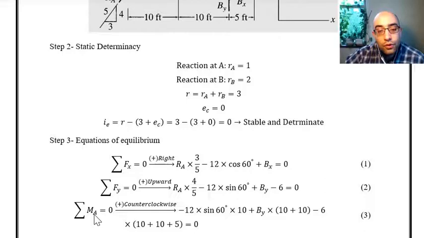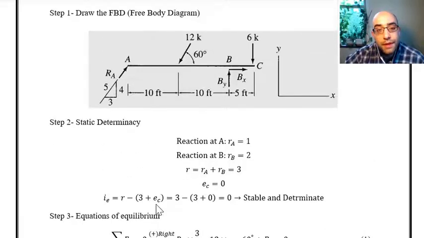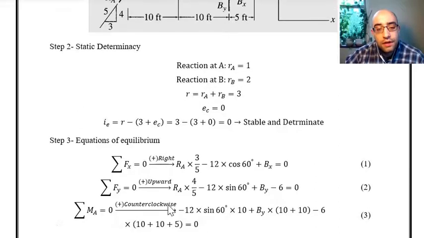As you can see, I'm going to calculate the moments about point A. Summation of moments about point A is equal to 0. And in my solutions, I always assume the positive direction for moment is counterclockwise. As you can see, I'm writing it over here. Summation of moments about A is equal to 0. Positive is counterclockwise. And based on that, I can find the moments.